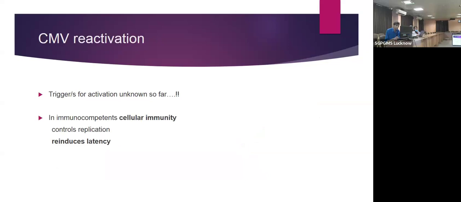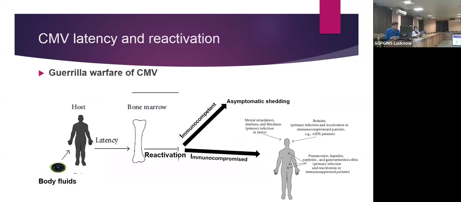What triggers the activation is not known. In the immunocompetent, it is cellular immunity that controls the viral replication and induces latency. This is the summary of what I have told: the immunocompetent host is infected, latency is induced, and the virus is kept in the CD34 progenitor cells in the bone marrow.